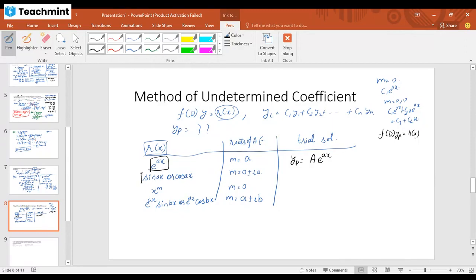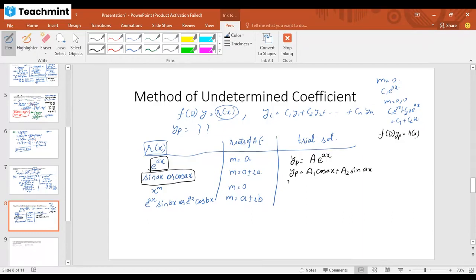Similarly, if we have a sine function or cosine function or both, then we can use our trial solution as A1 cos ax plus A2 sin ax, because the derivative of a sine or cosine function involves both. What is the derivative of sin ax? It is cos ax. The second order derivative is minus sin ax. So either we have only sin ax, or cos ax, or both, and we need to choose our trial solution with both sine and cosine functions.